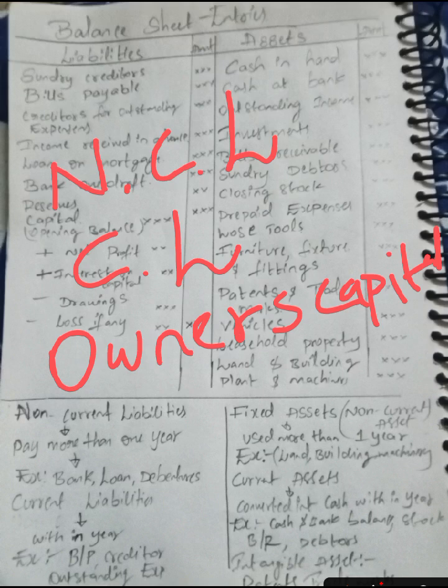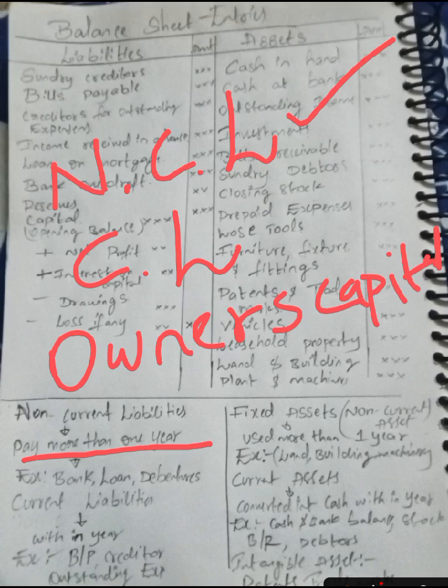Non current liabilities are those which we can pay after more than 1 year. Example, like what? Bank loan, yes, we will pay it later, right? It's a long term borrowing. So bank loan and debentures, these all are non current liabilities.